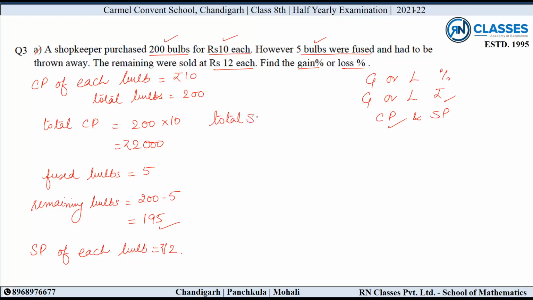How much is total selling price? Total selling price would be 195 bulbs were sold at 12 rupees each. 195 into 12. That's it. That comes out to be 2340. Total selling price is rupees 2340.